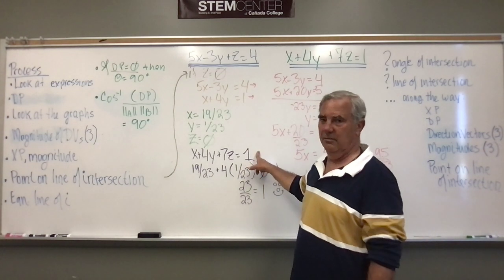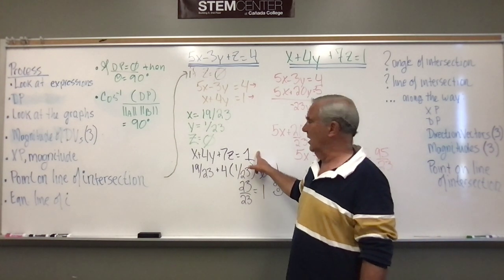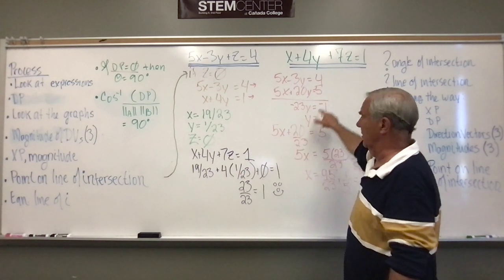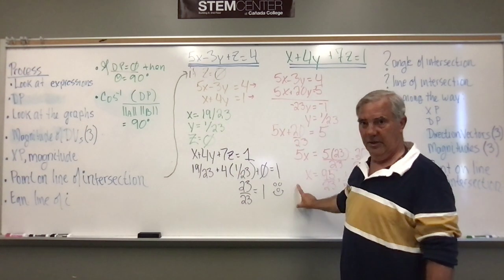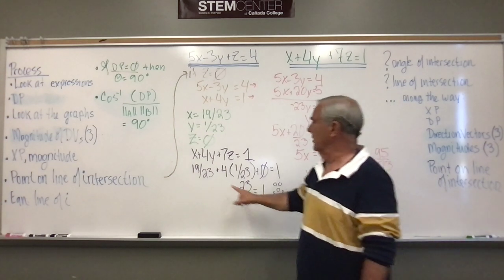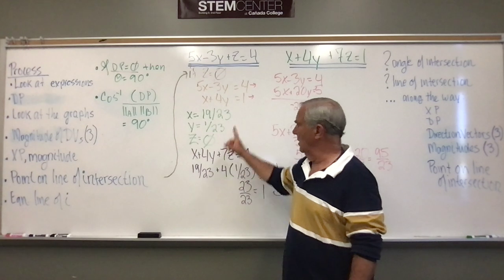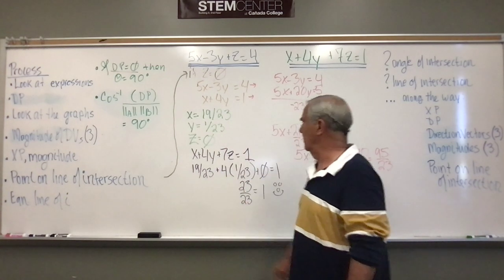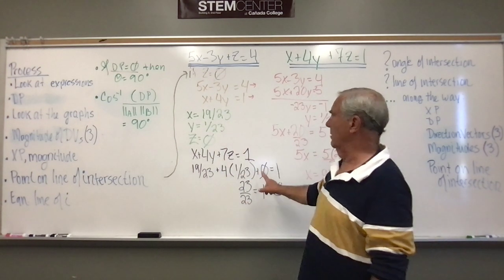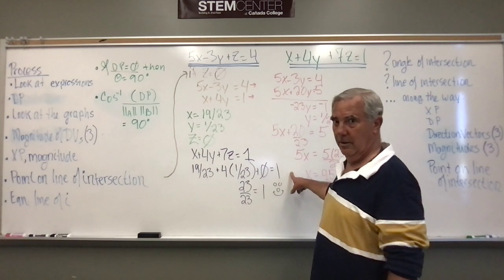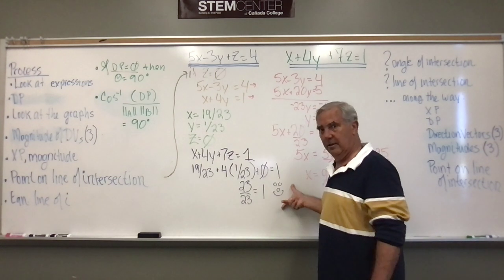The question is, did I do it right? So take these three terms, plug them back into one of the two original expressions, and see if it results in a valid expression. So x plus 4y plus 7z is equal to 1, or 19 over 23 plus 4 times 1 over 23 plus 0, is that equal to 1? And in fact, it is.